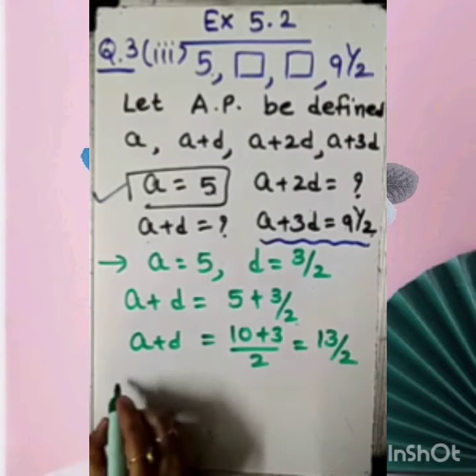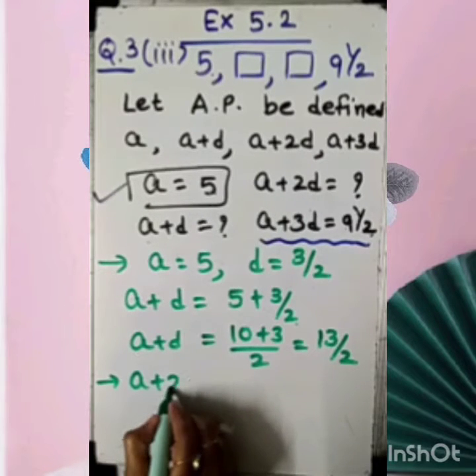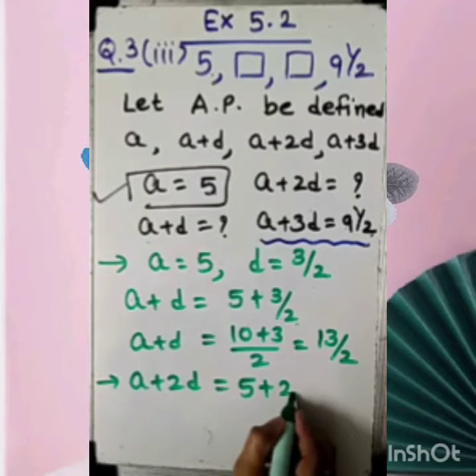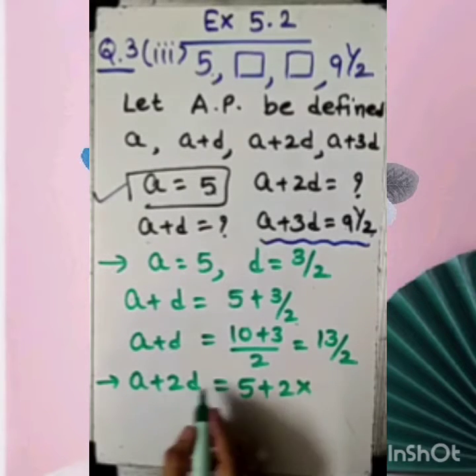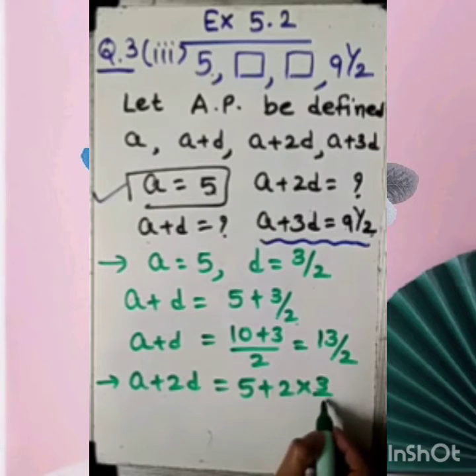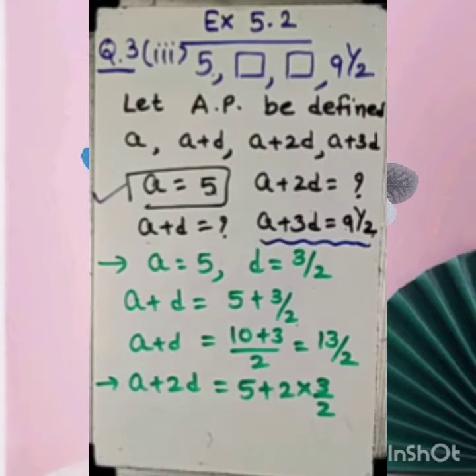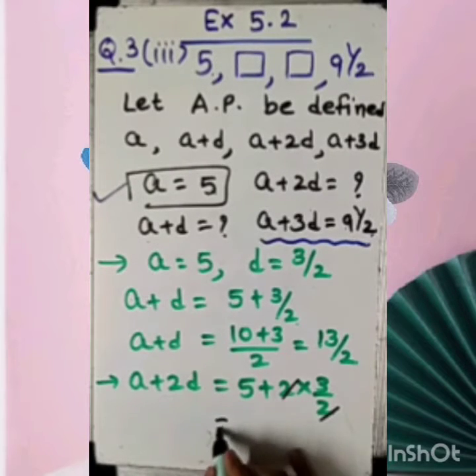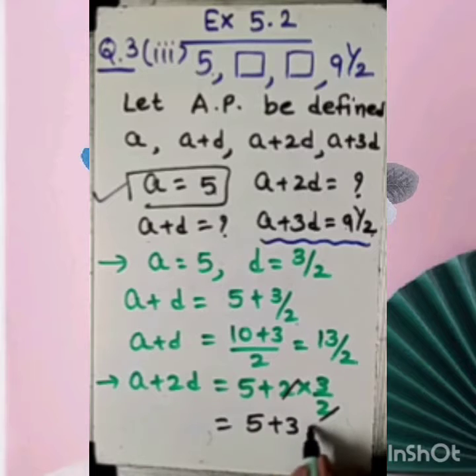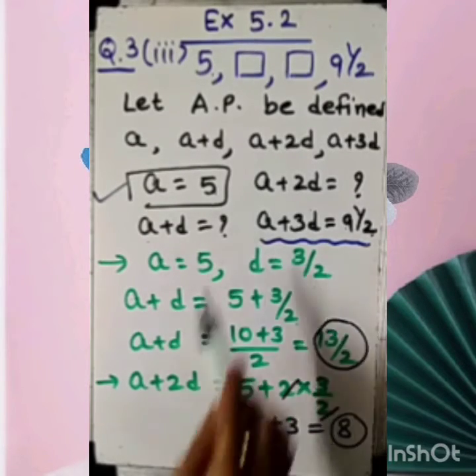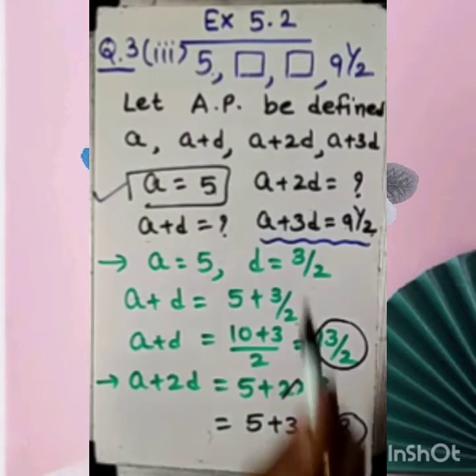Second is A plus 2D. Let's go with that. A plus 2D. A is 5. 2 is already there. The value of D, that is 3 by 2, I am substituting here. So 2 will be cancelled. So finally I will have here 5 plus 3, that is 8. Fine. So one of the answers is 8 and another is coming 13 by 2. So here it is 13 by 2 and this is 8.